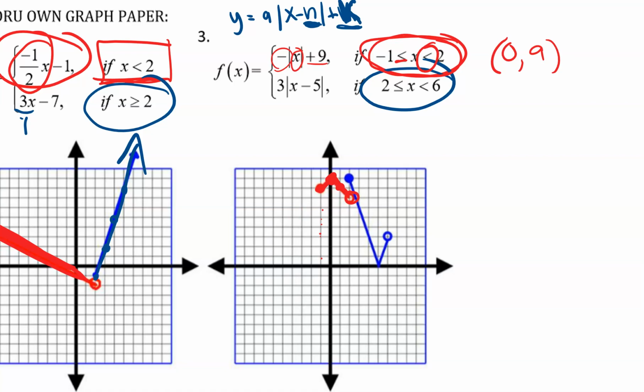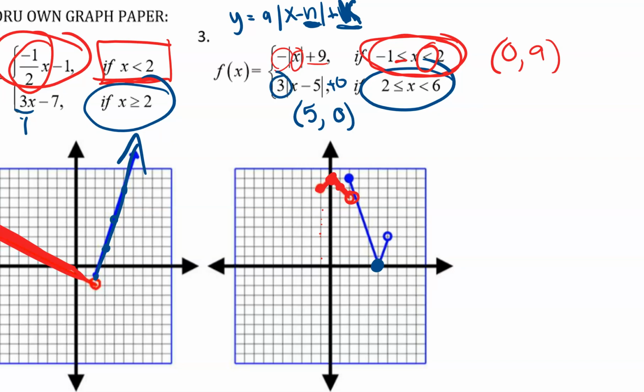Then the next one, I find the vertex first. This vertex is going to be 5, 0, because there's nothing being added on the end. So that's just like +0. So 5, 0 is the vertex. Then the slope is going to be +3.